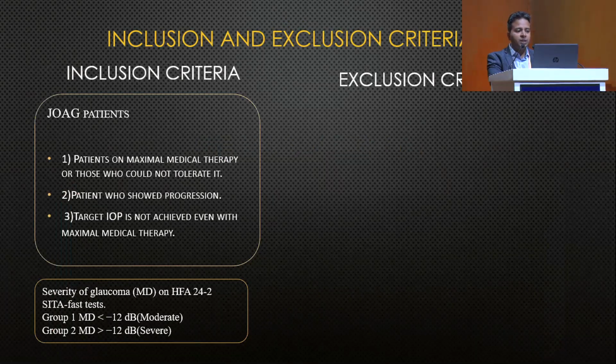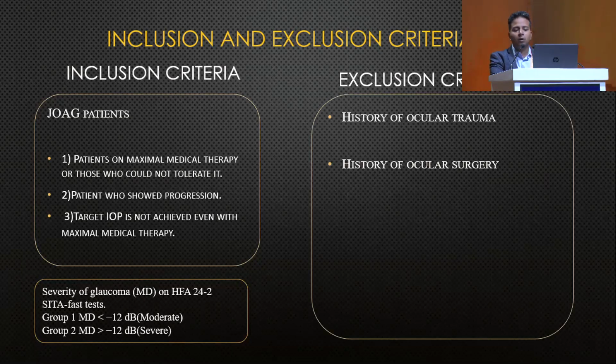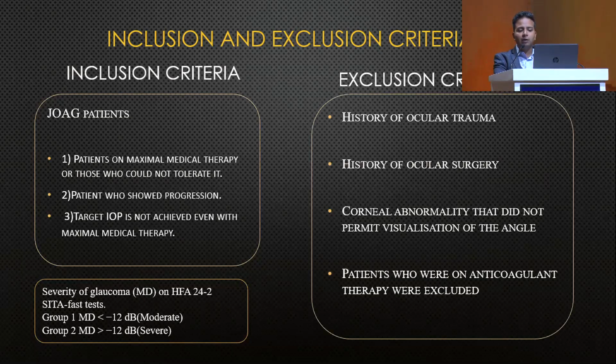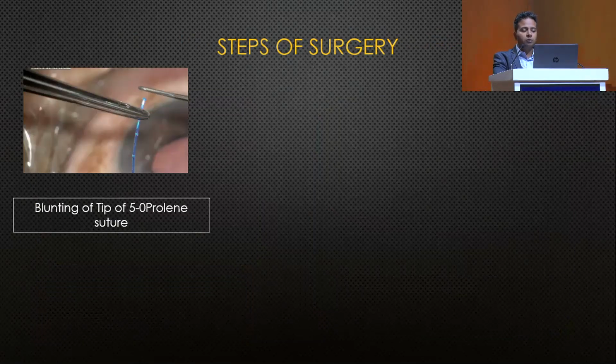We included patients on maximal medical therapy, or those who could not tolerate the medications, patients who showed progression, or where target IOP was not achieved. We divided our study population into 2 groups: the moderate ones, less than 12 dB, and the severe ones, more than 12 decibel. We excluded patients with ocular trauma, ocular surgery, any corneal abnormality, and patients on anticoagulant therapy.